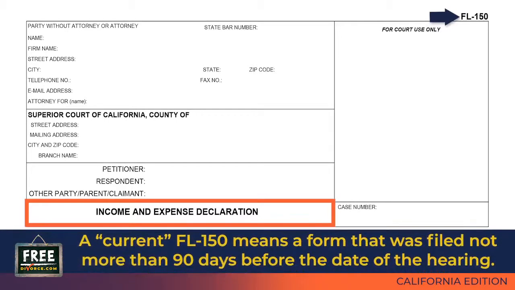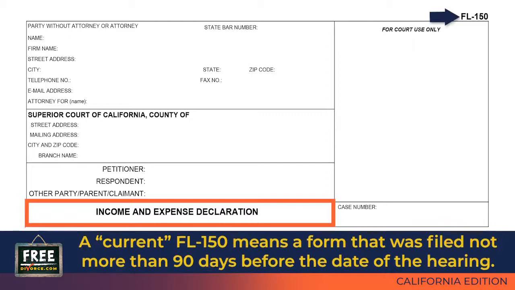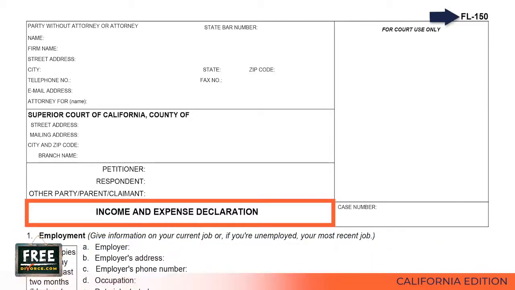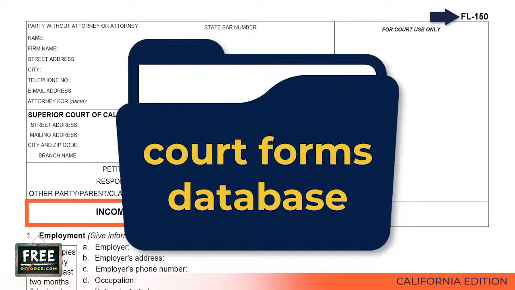Current means your income and expense declaration was filed not more than 90 days before the date of your scheduled hearing. If you don't already have a current income and expense declaration on file with the court at the time you file your FL-300, then you will need to fill out and file an income and expense declaration, and file your FL-150 at the same time you file your FL-300. The FL-150 is discussed in earlier videos that deal with declarations of disclosure. You can find a blank FL-150 in our court forms database.